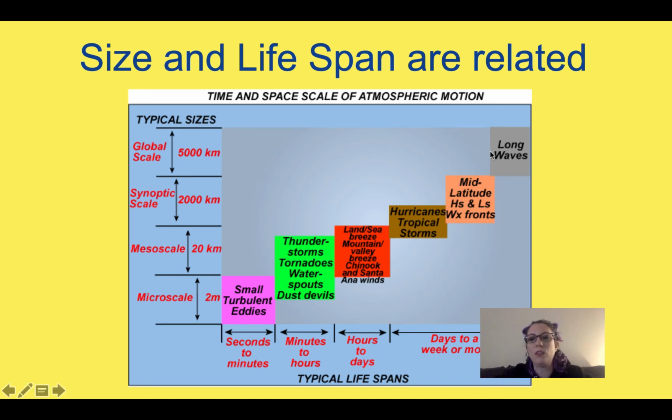And then we can get up to these long waves. These long waves are going to be a wave that encompasses the whole globe. It's like the jet stream, which goes around the whole globe. This global scale is very, very large, and it's going to take months to go around. It can take shorter than a month, but think of it as a lot longer because it's a lot bigger phenomenon. So these two things are very much related. The smaller it is, the shorter the time period, and the larger it is, the longer it'll take.